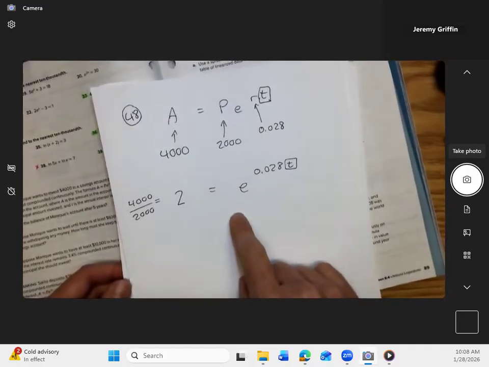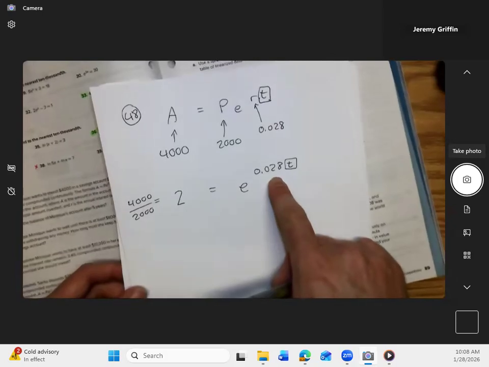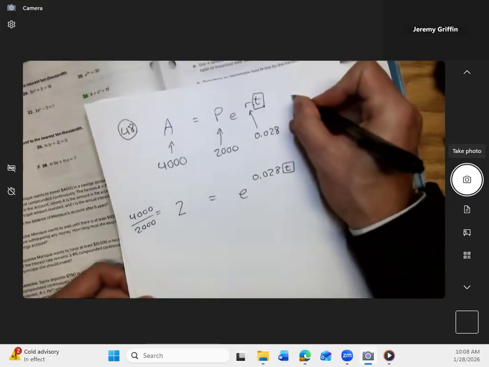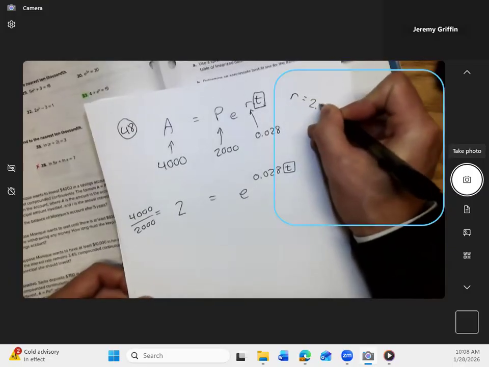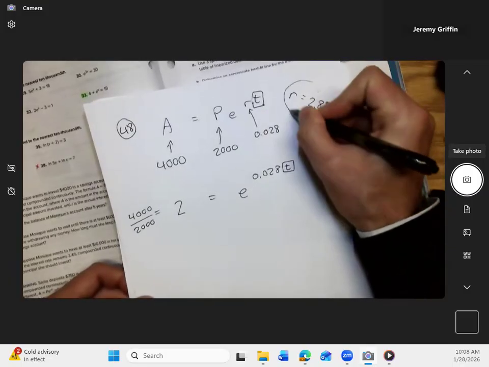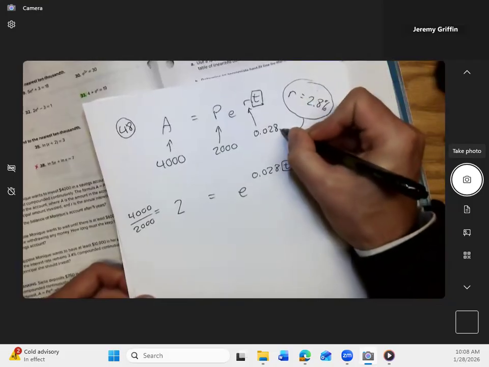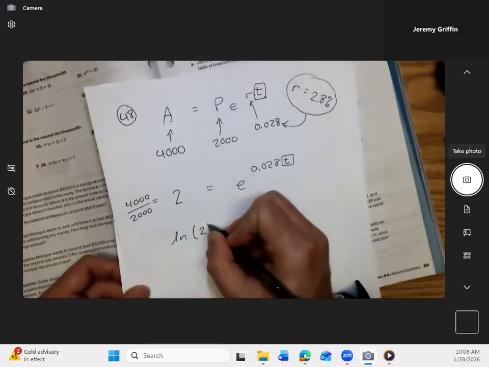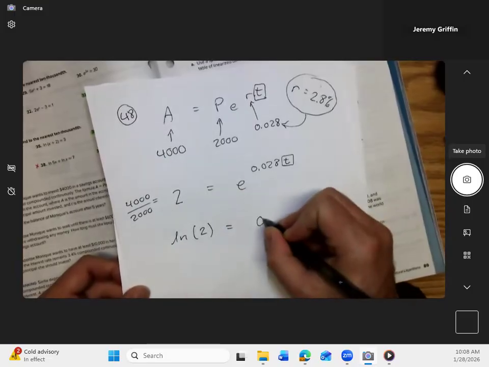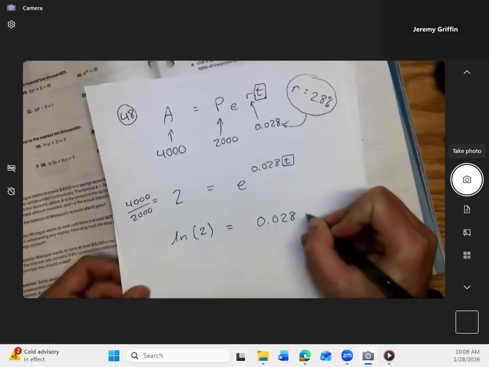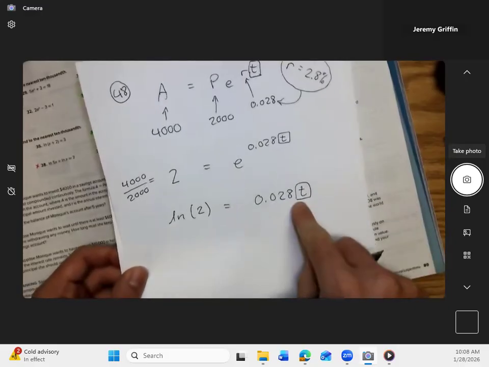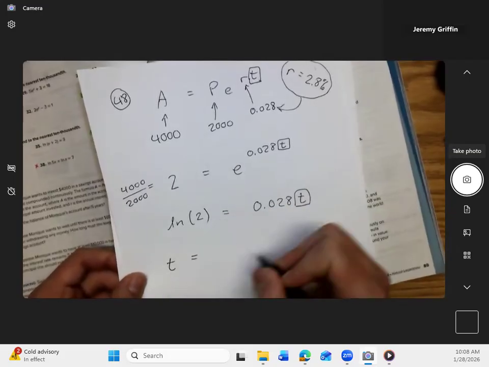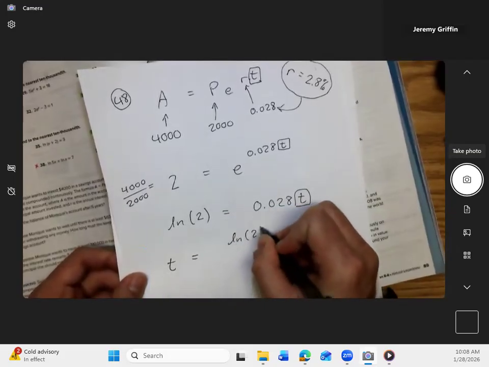For R, 0.028. Yeah, natural log is the next step. So R is 2.8% is what they told us. But as a decimal, it turns into 0.028. So natural log of the left side is equal to natural log of the right side, which just ends up being this exponent. And last step is divide down this coefficient. So the amount of time it takes her money to double is whatever this is.